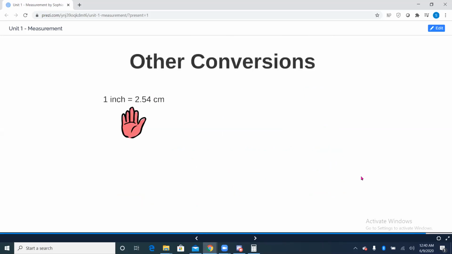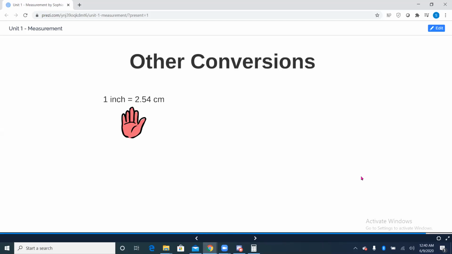So other conversions to think about. I will never ask you to just memorize all of these numbers, but you do need to be familiar with them. If it is important for the math question, I will give you the information. I will tell you that 1 inch equals 2.54 centimeters.